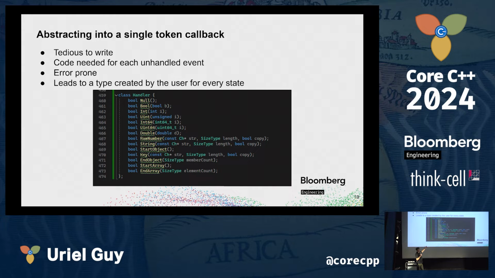Let's say that you're expecting a string. You still have to write the other, I don't know, 15 functions, even if they're all error and they all just do the same thing, you still need to have them. That is not great. For every parser that you want to write, you have to create a type that implements all of those functions. That gets big very, very fast.